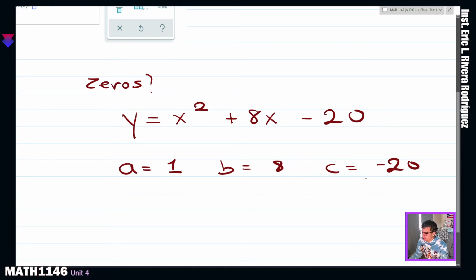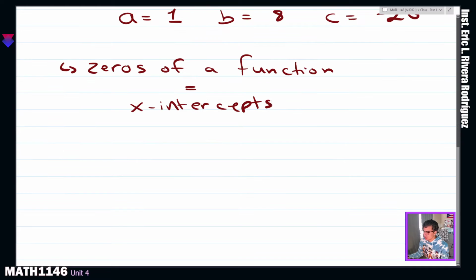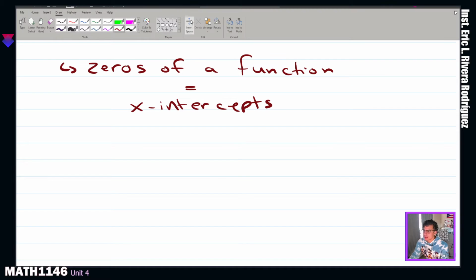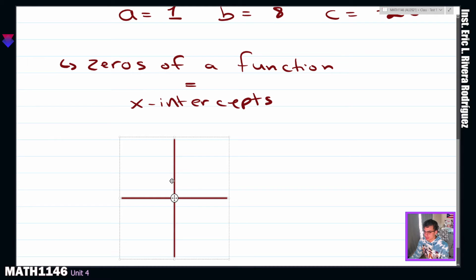So what are the zeros? The zeros of a function is no other than the x-intercepts of the function. So we have the coordinate plane here, right?